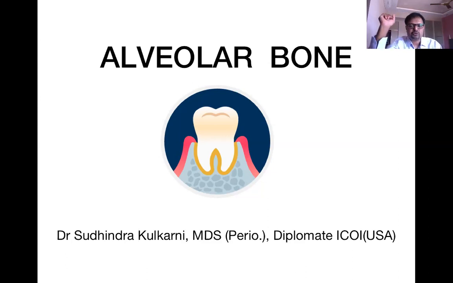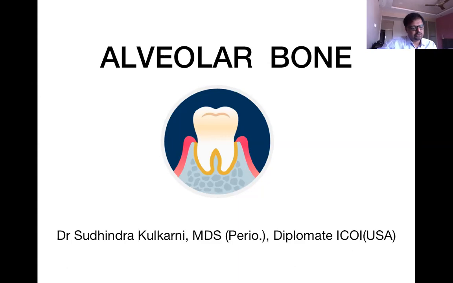So all these four tissues, that's the gingiva, the alveolar bone, the periodontal ligament, and the cementum on the root surface, comprise the periodontium. All four of them together do the main job of keeping the tooth in the patient's mouth and withstanding all the masticatory forces. Out of those four tissues, today we'll start learning about the alveolar bone.